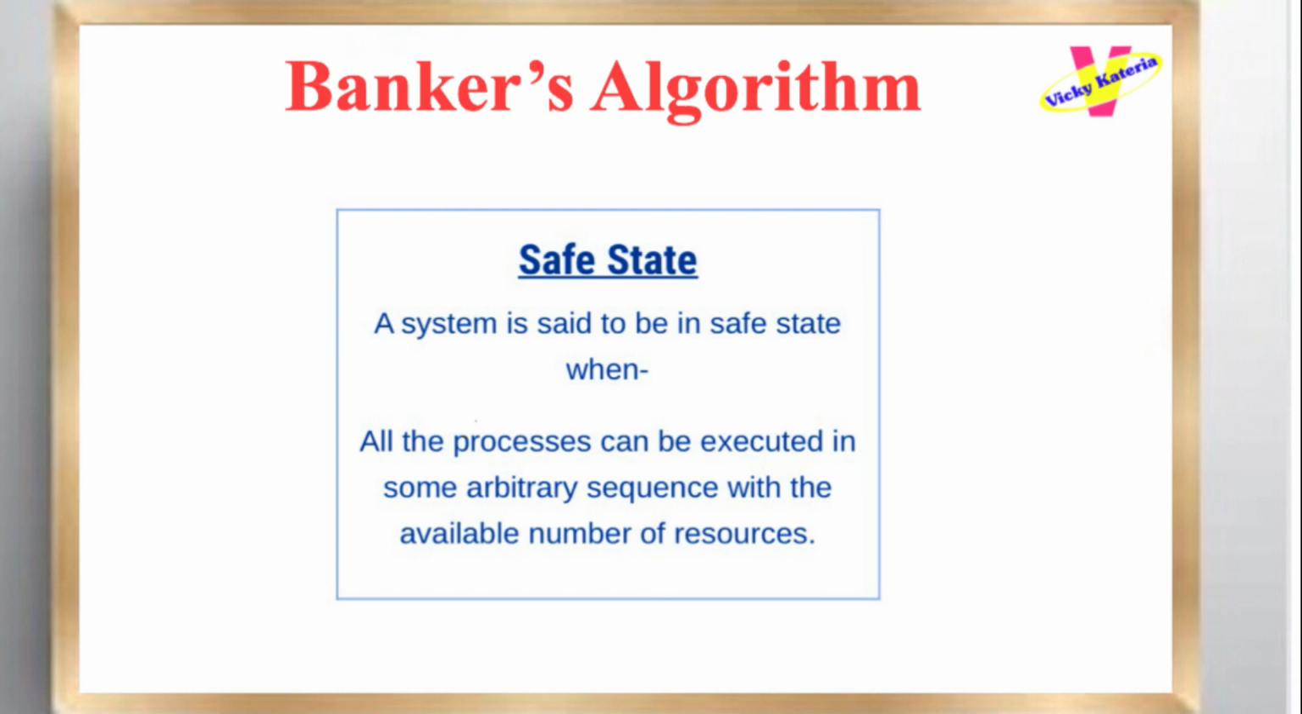Safe state. A system is said to be in safe state when all the processes can be executed in some arbitrary sequence with the available number of resources.